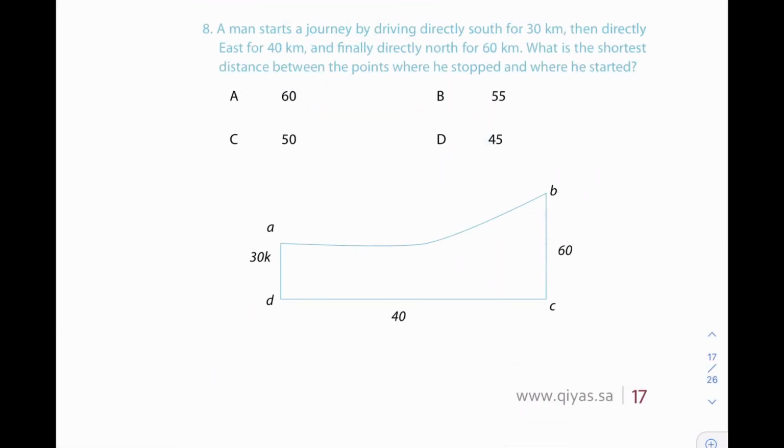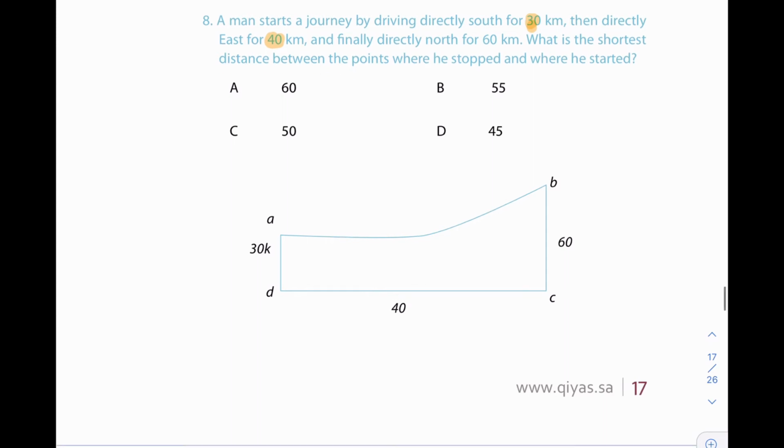All right, now we have question number 8. A man starts a journey by driving directly south for 30 kilometers. So there we go, we have our first number. Then directly east for 40 kilometers, and finally north for 60 kilometers.